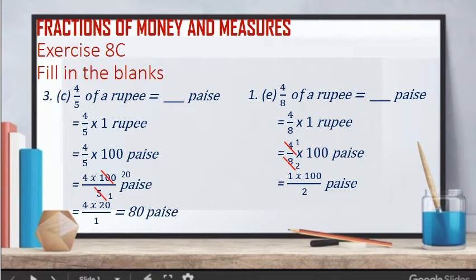This is again, children, we can divide 100 in the numerator and 2 in the denominator by common number 2. So when we divide 100 by 2 we get 50, and when we divide 2 by 2 we get 1. So now we have this is equal to 50 paise. So we can say that 4 by 8 of a rupee is equal to 50 paise.